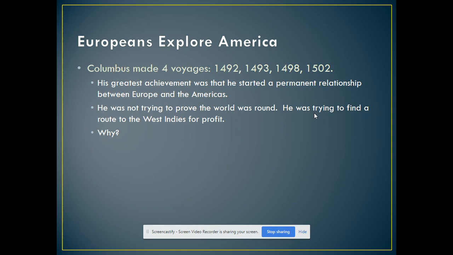So what is his reason for going? He is trying to find a faster route to the West Indies, which is basically the Indian Ocean trade. That's what he wants. We call it the West Indies. That's what they called it at the time. That's the Indian Ocean trade. He wanted to cut out the middlemen of the Arabs and the Italians. Now, he was actually Italian, but he would have made a lot of money from the Spanish crown.